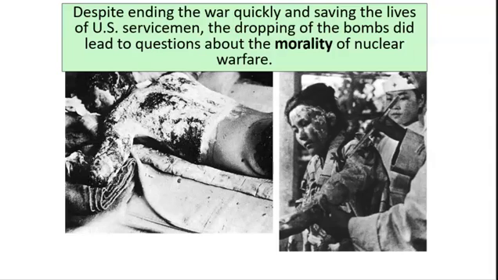But remember, the development of the nuclear bomb and the dropping of it was to end the war quickly. We developed it with the Manhattan Project using Los Alamos as the nuclear laboratory, and it led to these major questions about the morality of the use of nuclear warfare in the future.